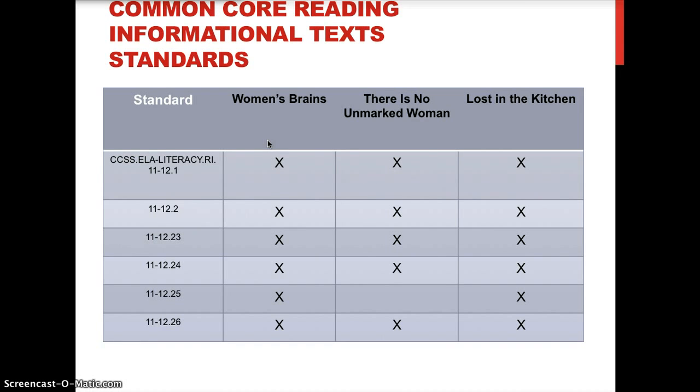Why There's No Unmarked Woman didn't meet standard 11-12.5, the structure. I'll go over the standard first: analyze and evaluate the effectiveness of the structure an author uses in his or her exposition or argument, including whether the structure makes points clear, convincing, and engaging. Basically, the structure of her essay was really complicated and would be ineffective for the reader. A lot of her essay just seems unclear at times, and most people, especially at the high school level, would have a hard time understanding it, so that's why her essay did not meet this standard.